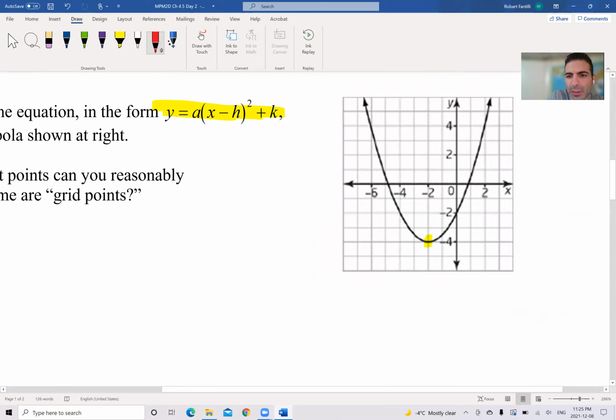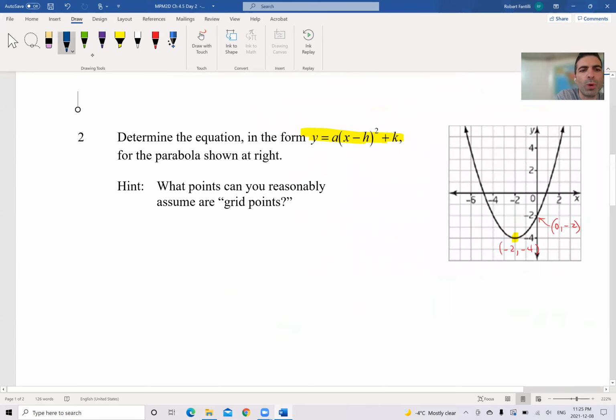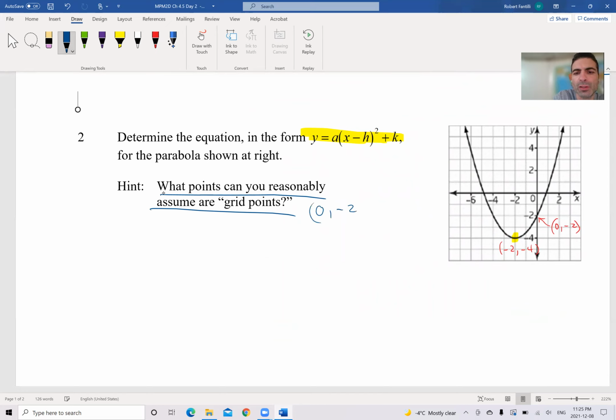My vertex looks like it's (-2, -4). I also noticed that it looks like I have a coordinate of (0, -2) here. So that's going to come in handy. The hint asks what points can you reasonably assume are good points? (0, -2). Okay, so determine the equation. I write y equals a(x + 2)^2 - 4, since the vertex is (-2, -4). Now to solve for a, I'm going to sub in (0, -2).